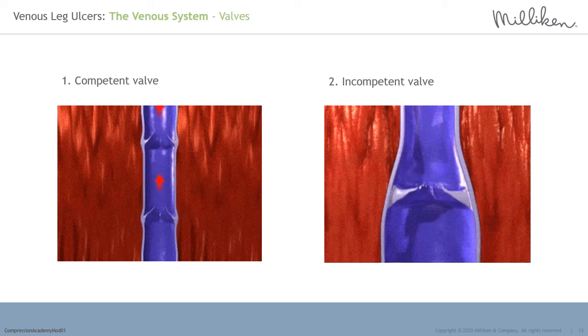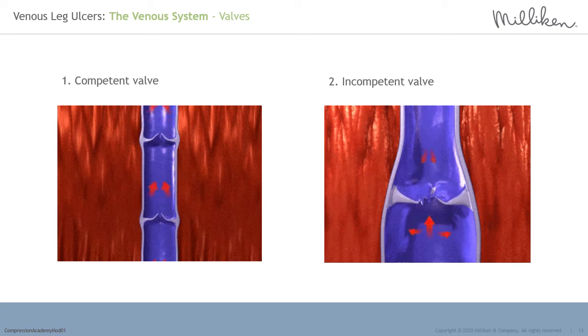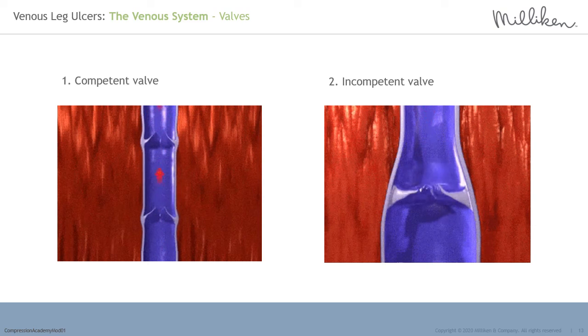The valves within the veins also play a critical role in aiding venous return and preventing backflow, also known as venous reflux. Image 1 demonstrates a healthy, competent valve. The cusps are opening and closing, allowing blood flow back to the heart whilst preventing a downward or backflow as the valve cusps close. In image 2, we can see an unhealthy, incompetent valve.